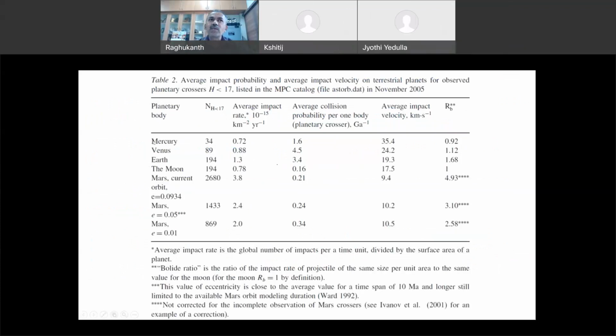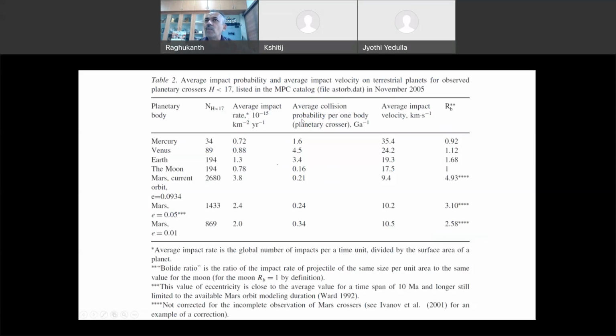So for Mercury, say, H greater than 17 means that's the size of the asteroid. The average impact rate on Earth is 1.3 per kilometer square per year. Of course, you have to multiply by 10 to the power of minus 15 actually. It's a very small thing, but this is a very important thing. Now on Moon it is 0.78, Mars it is 3.8. Mars is slightly higher than the other things also.